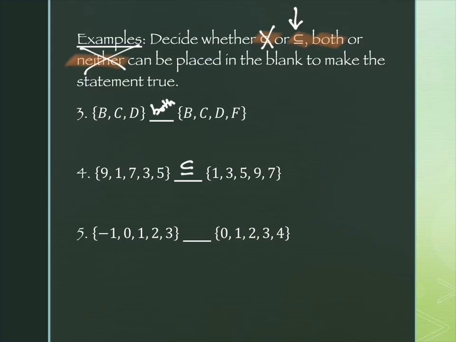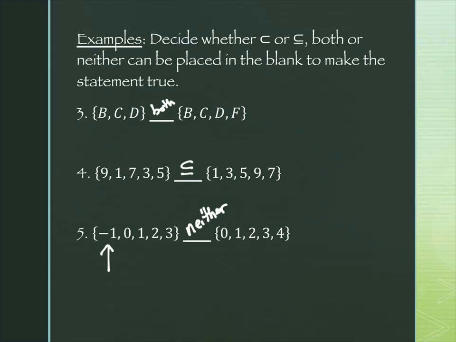We have the last example. Is everything on the left also on the right? No. What's the problem? We have a -1 on the left. Yep, this one right here, the -1, is the problem, isn't it? Now, it doesn't really matter what the problem is. There's something on the left that's not on the right. What that means is what goes in the blank? Neither. Neither of those is a true statement.